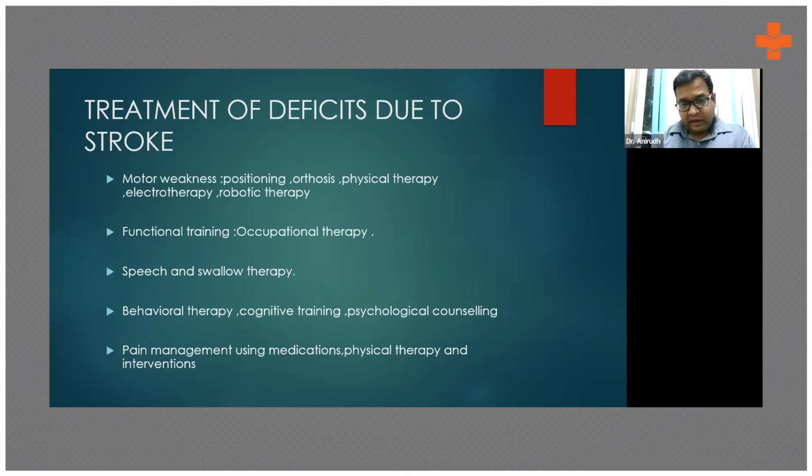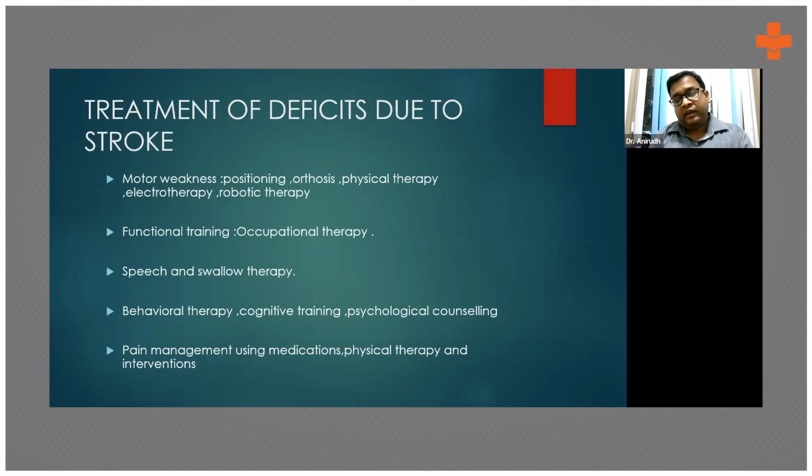Now there is behavioral therapy, cognitive training, and psychological counseling. Behavioral changes are generally seen in patients whose frontal lobes are affected. So for those patients, behavioral therapy is important, and we should always keep in mind that behavioral therapy is not generally only for the patients, it's also for the attendants.